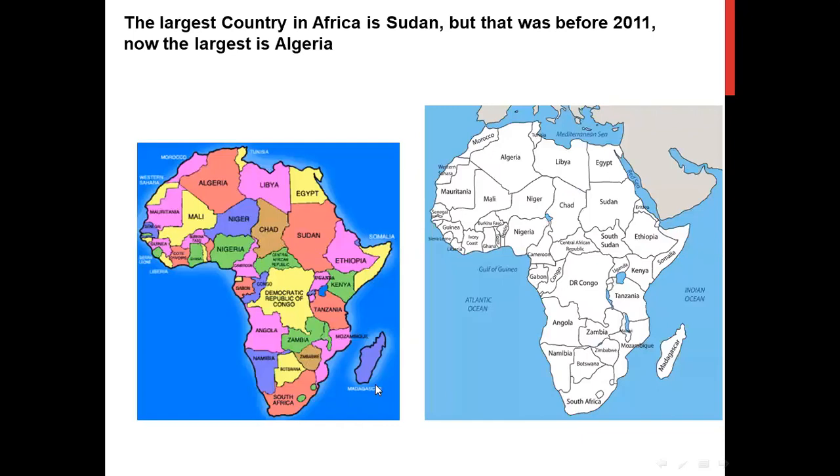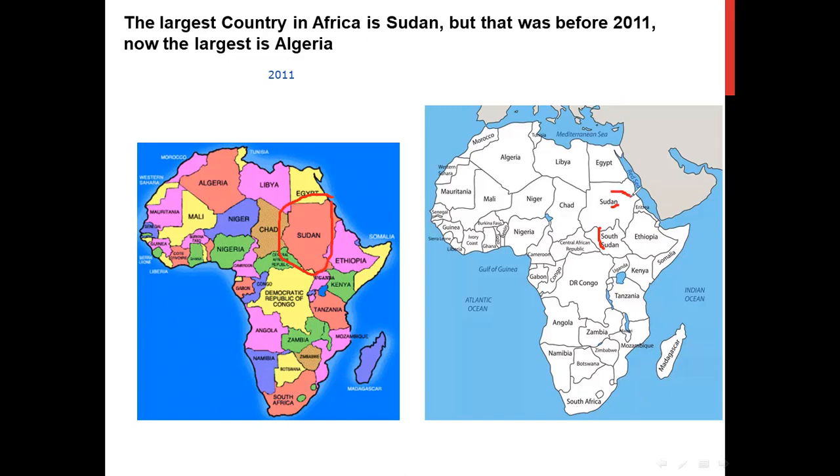Then we have the largest country in Africa. Somebody would ask, who is the largest country? In your book, it's mentioned that Sudan is the largest country in Africa. Yes, this was the situation in 2011. Until 2011, Sudan was the biggest. But Sudan was later divided into North Sudan and South Sudan. So Sudan became two sides, and South Sudan became a country and North Sudan became a country.